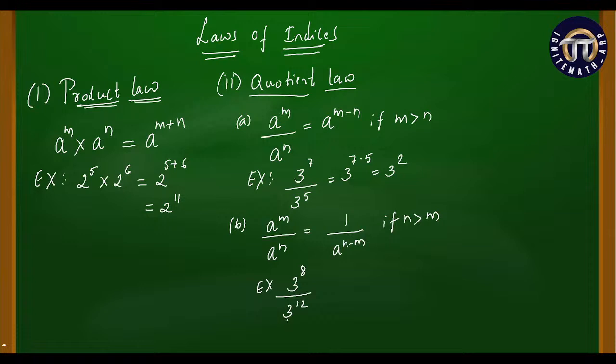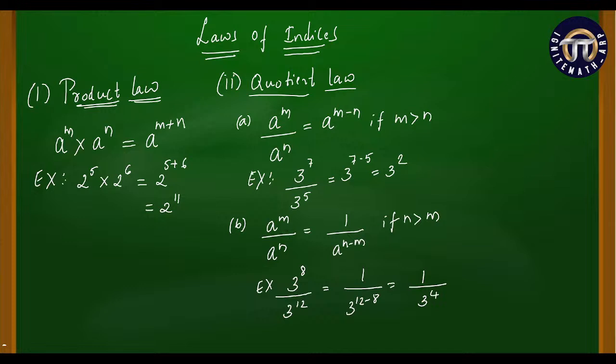So here in this example, if you observe carefully, the power of the denominator is greater. In such cases, what can I write? 1 by 3 to the power of 12 minus 8, that is equal to 1 by 3 to the power of 4, which is the answer. So in the second case, the power of the denominator is greater and the power of the numerator is smaller.